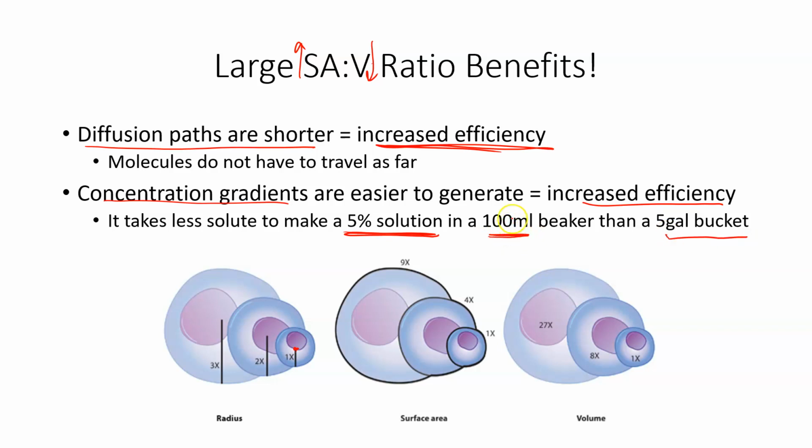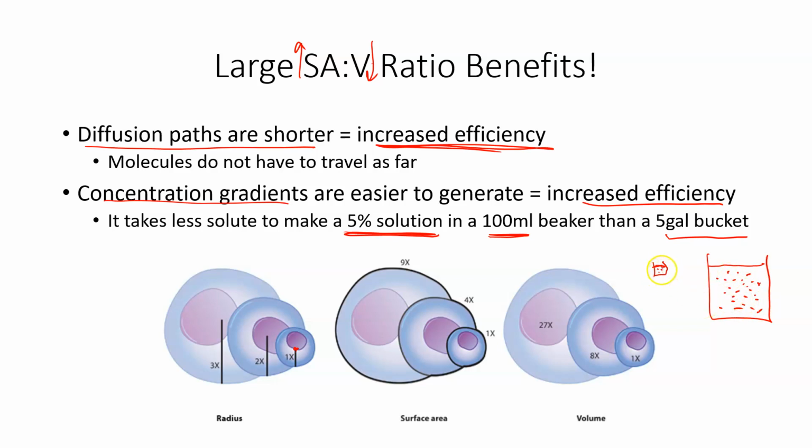If I have a little 100 ml beaker, this tiny little beaker, and I put a solution in here, it's going to take fewer solute particles to make a 5% solution than it does to fill a big bucket of solution with all these particles to make the same 5% solution. There's physically more dots, more solute here than there is here. Concentration's the same, but it takes more solute, which means it's not as efficient.